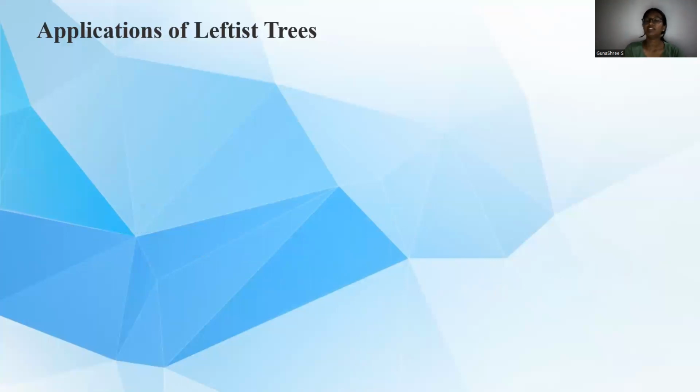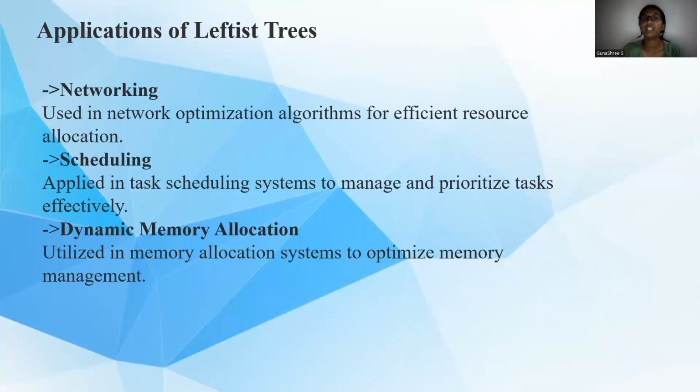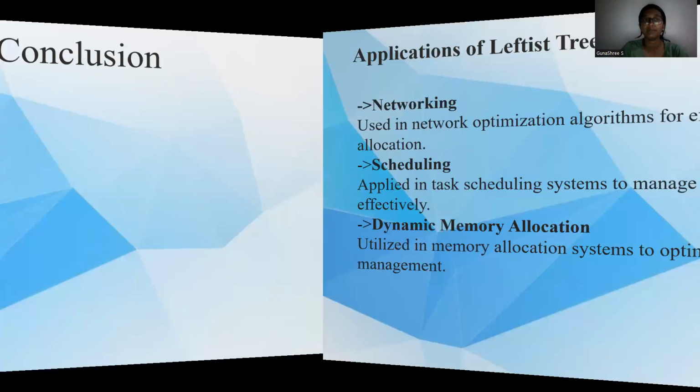Where are these leftist trees mainly used? Some of the applications are that they are widely used in networking, scheduling, and dynamic memory allocation. In networking, they are used in network optimization algorithms for efficient resource allocation. In scheduling, they are applied in task scheduling systems to manage and prioritize tasks effectively. In dynamic memory allocation, they are utilized in memory allocation systems to optimize memory management effectively.